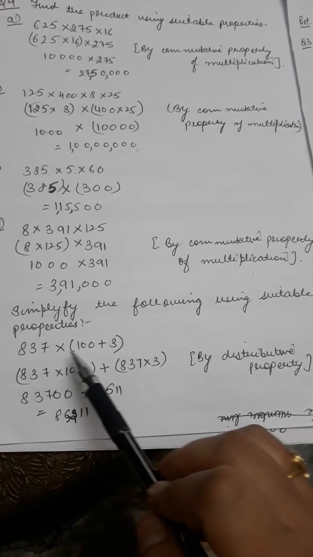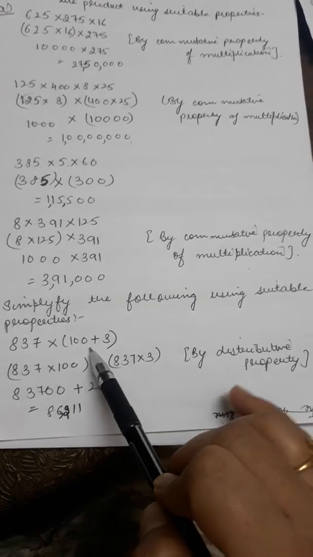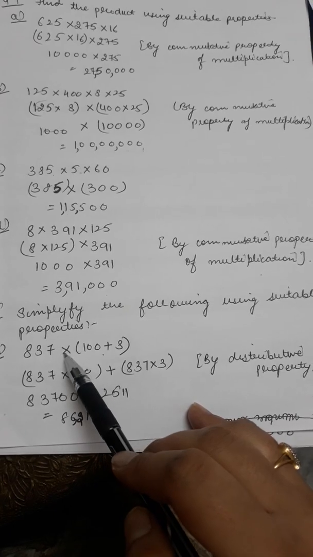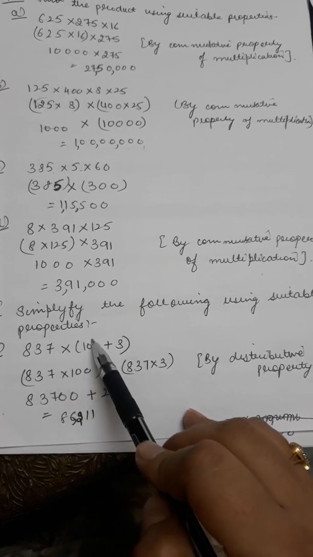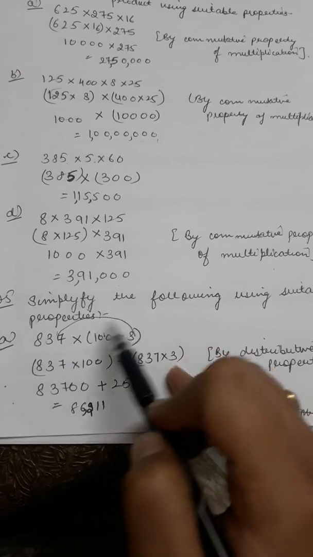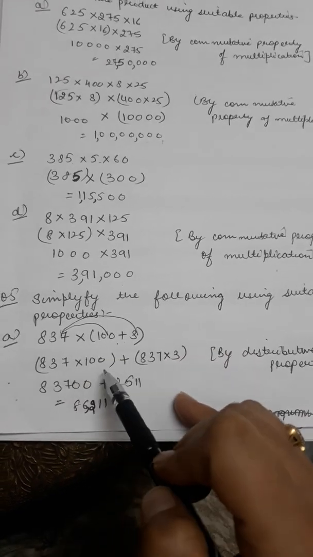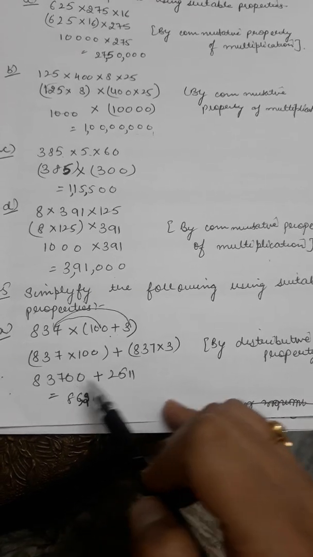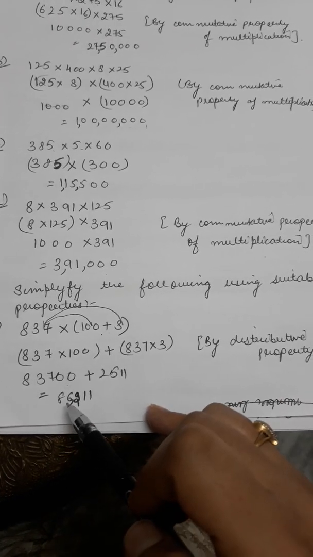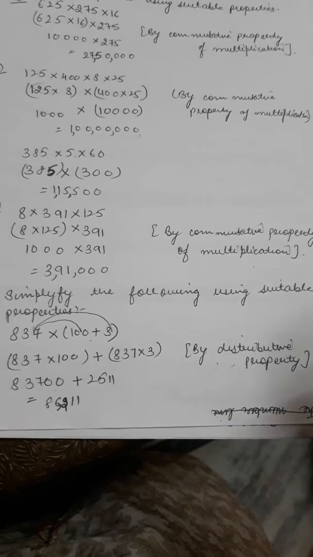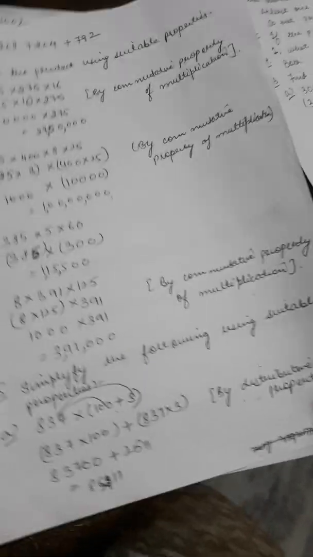Fifth question is simplify the following using suitable properties. Now 837 multiplied by 100 plus 3. We have done distributive property, so a multiplication with addition. So 837 into 100 first, then 837 into 3. So it will be like this with a plus sign in between. So 83700 plus 2511, the answer is 86,211. Mention the property here by distributive property.